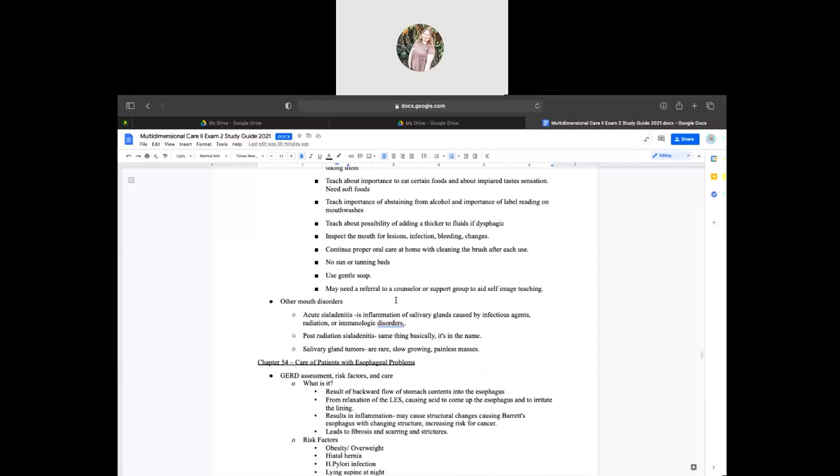Some other mouth disorders we have are the acute sialadenitis, so it's inflammation of salivary glands, post-radiation sialadenitis. Salivary gland tumors are rare, slow-growing, painless masses. Those are just some other things that we can have going on.